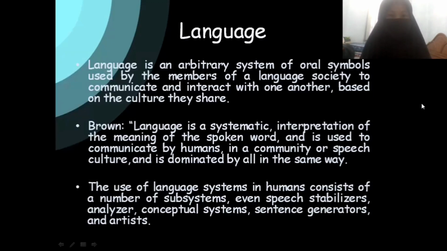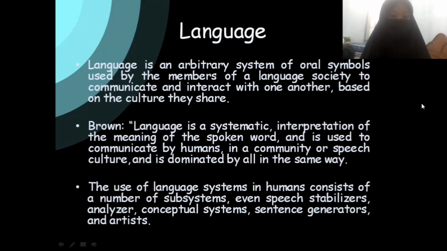Okay, next is language. Language is an arbitrary system of oral symbols used by the members of a language society to communicate and interact with one another based on the culture they share. And according to Brown, language is a systematic interpretation of the meaning of the spoken word and is used to communicate by humans in a community or speech culture and is dominated by all in the same way. So we can say that language is symbols or a system of symbols used by a language community and is dominated by all in the same way to communicate.